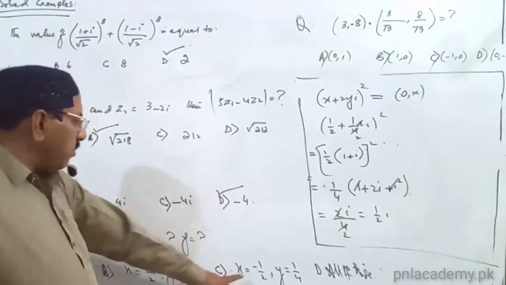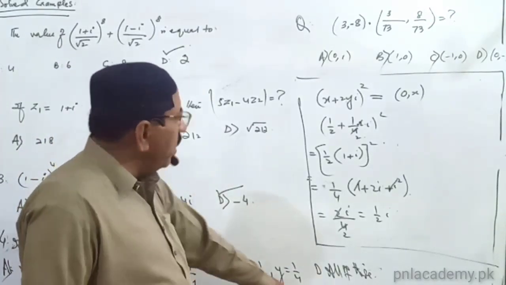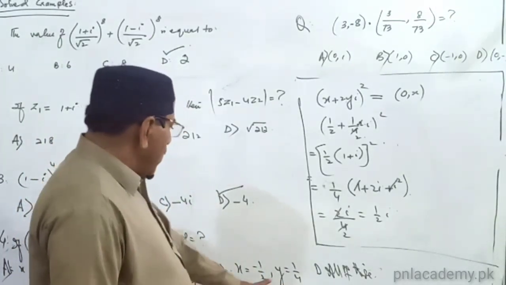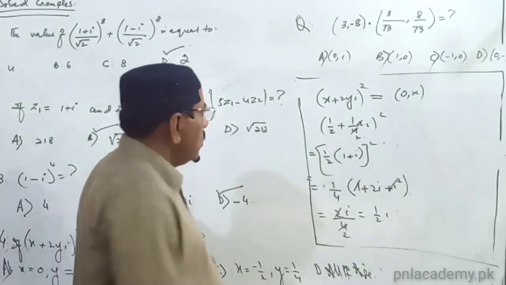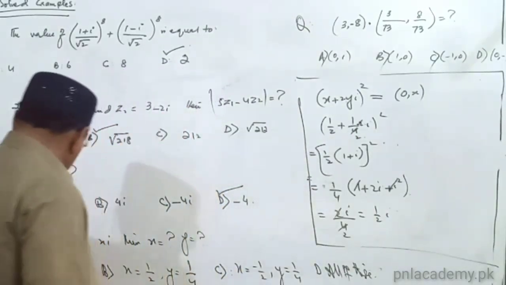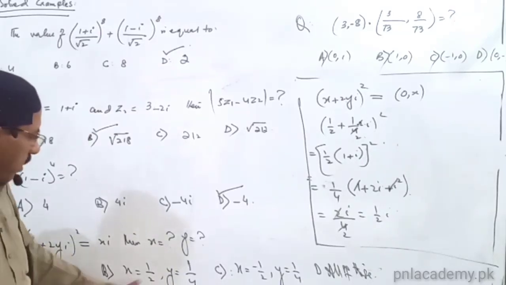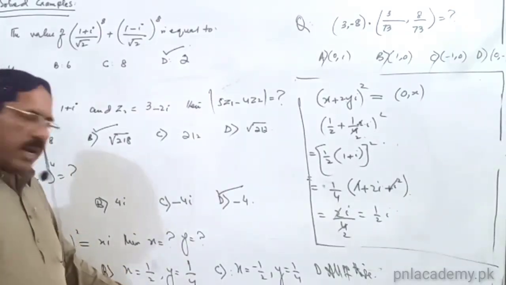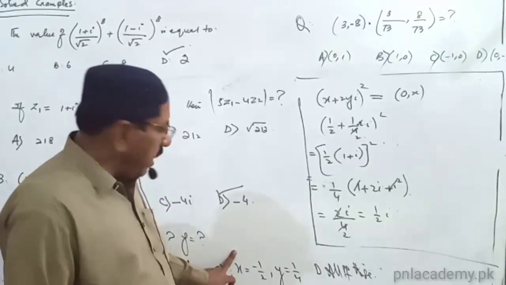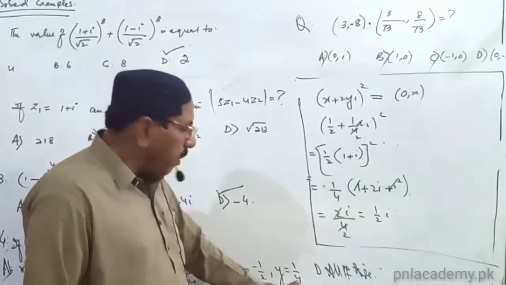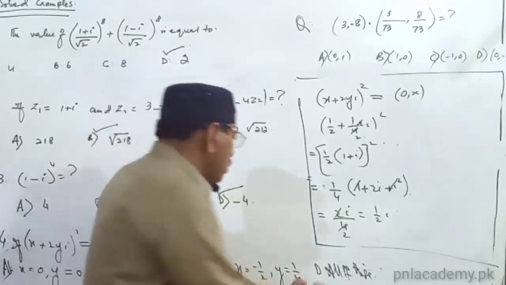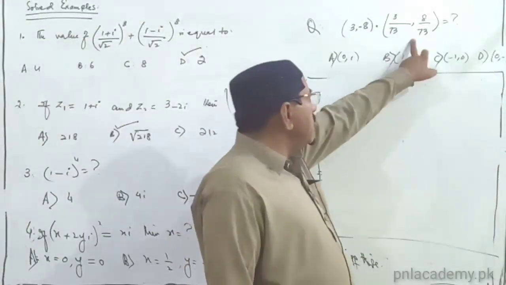When we set the value of x is equal to minus 1 upon 2 and y is equal to 1 upon 4, then also we can get the same value. So according to the condition, x is equal to 0, y is equal to 0 is correct. X is equal to 1 upon 2, y is equal to 1 upon 4 is also correct. When we substitute x is equal to minus 1 upon 2, y is equal to 1 upon 4, this will be also correct. So all of these are the correct values. What should be the answer of this one?